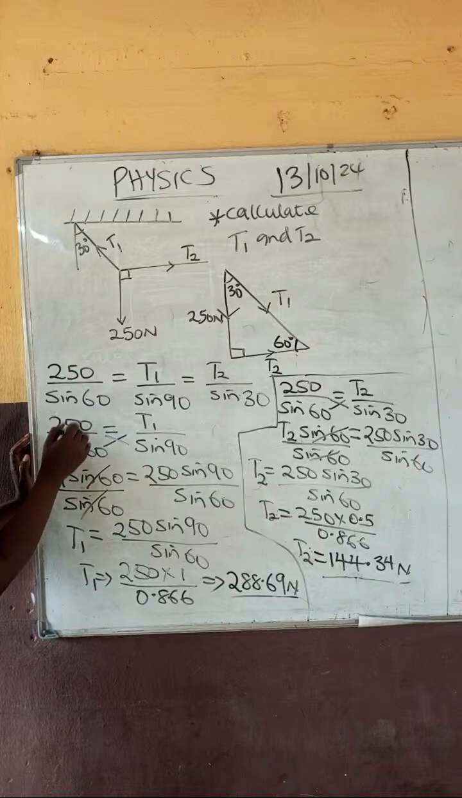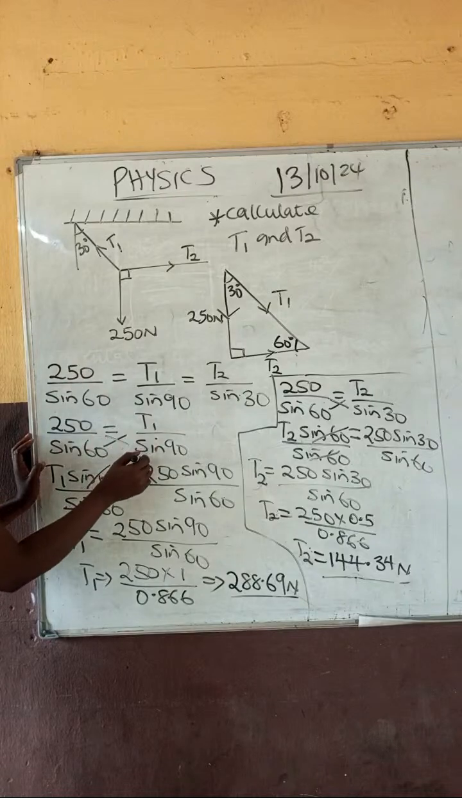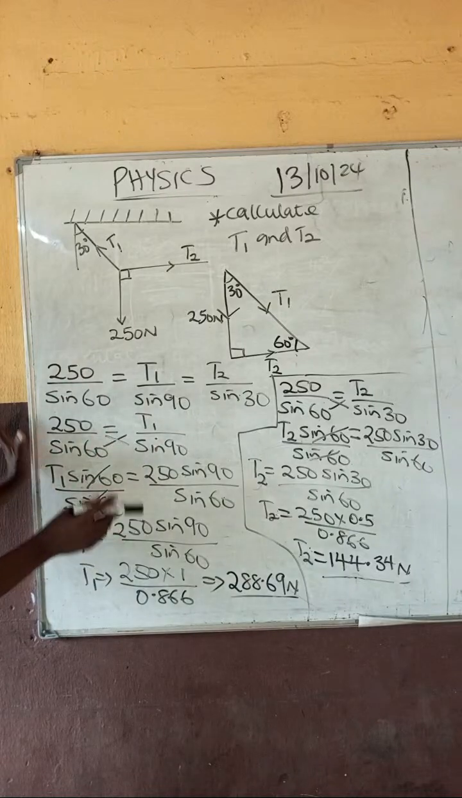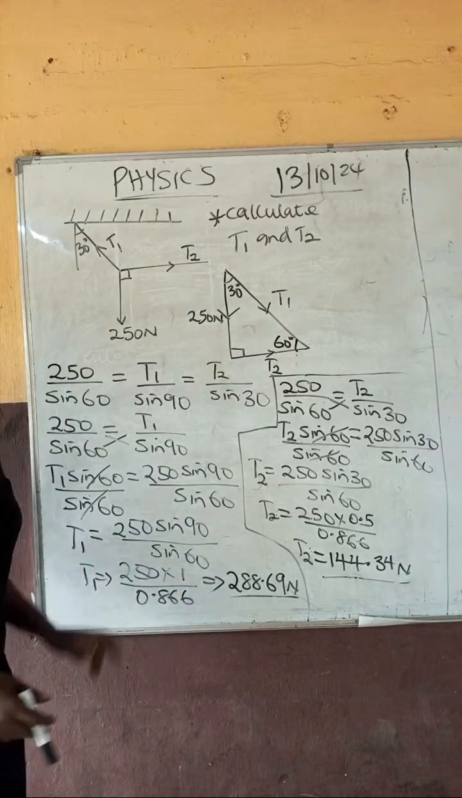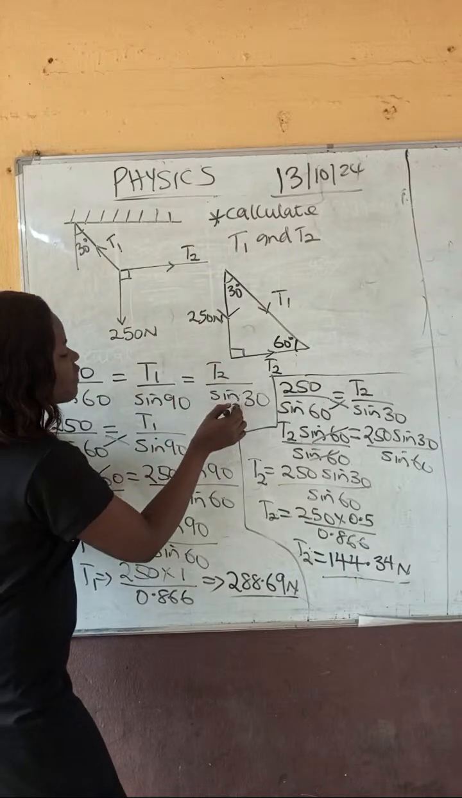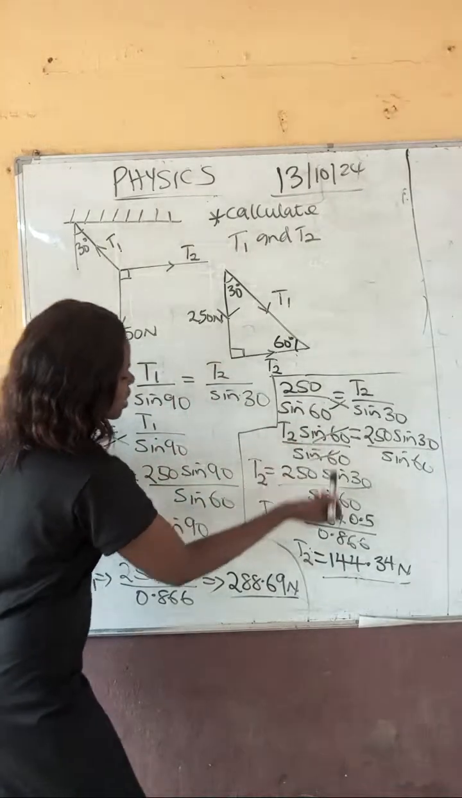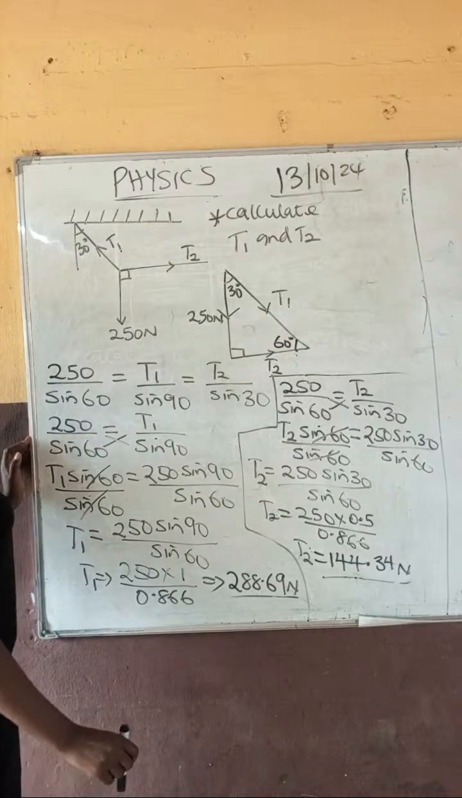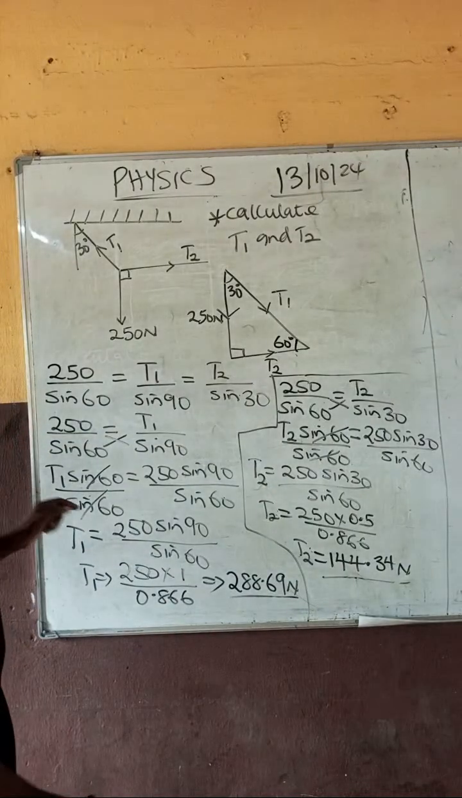Okay, by saying 250 over this equals T1 over this, I'm going to cross multiply and work it out and get this. Now, we are going to still equate this one with what? T2 over sine 30, which is what I have. And I'll work it out to get the answer to be 144.34 newtons.